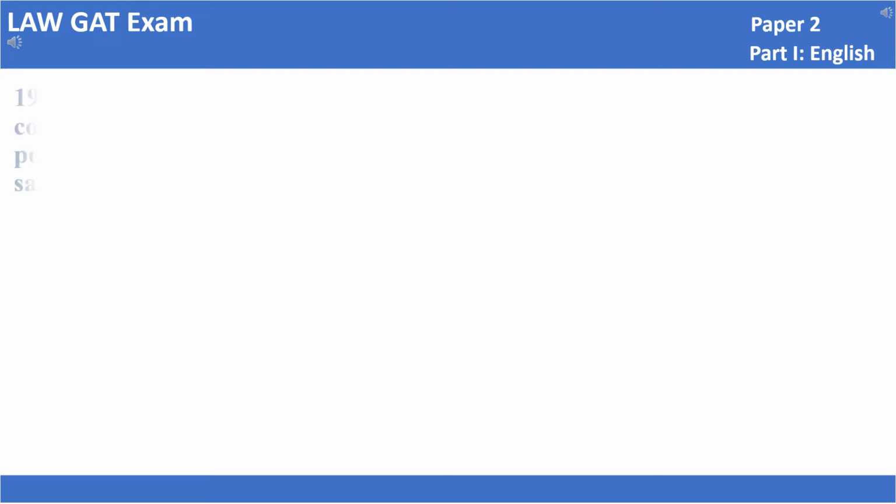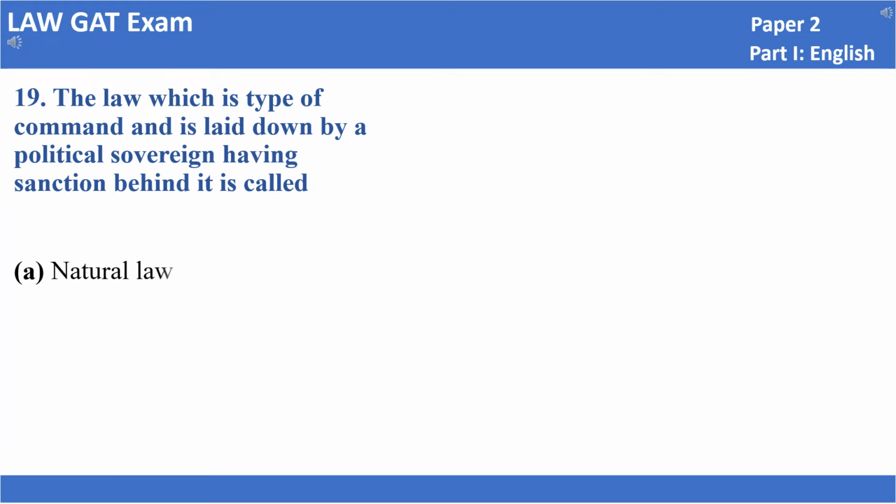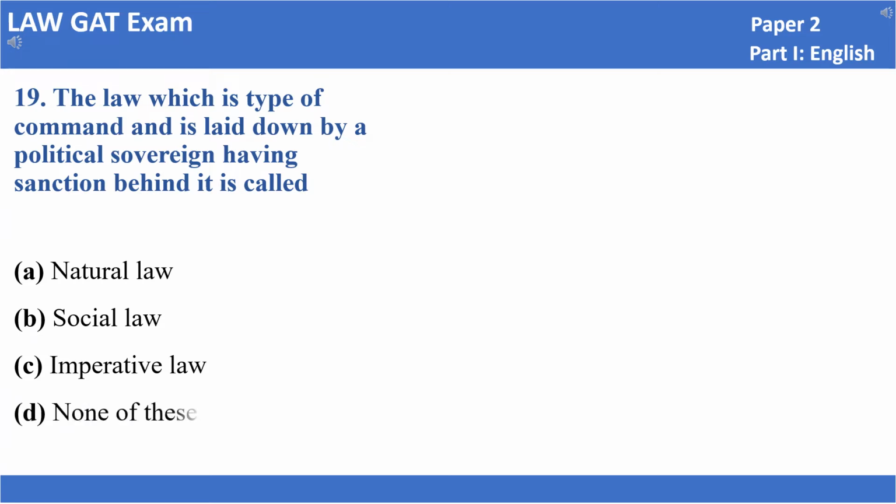The law, which is a type of command and is laid down by a political sovereign having sanction behind it, is called option A, natural law, option B, social law, option C, imperative law, or option D, none of these. The correct answer is option C, imperative law.